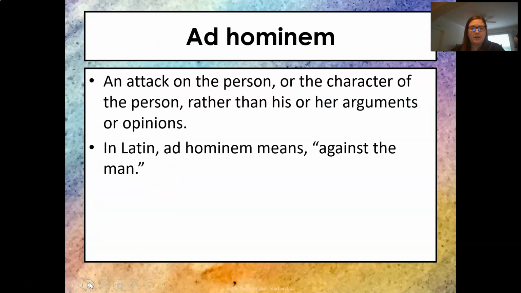So let's start with ad hominem. Ad hominem means against the man. So against is ad, hominem is the man. It's the same as where we get homo sapiens. This is the Latin word for man. So ad hominem is when you attack the person or their character instead of attacking their claim.